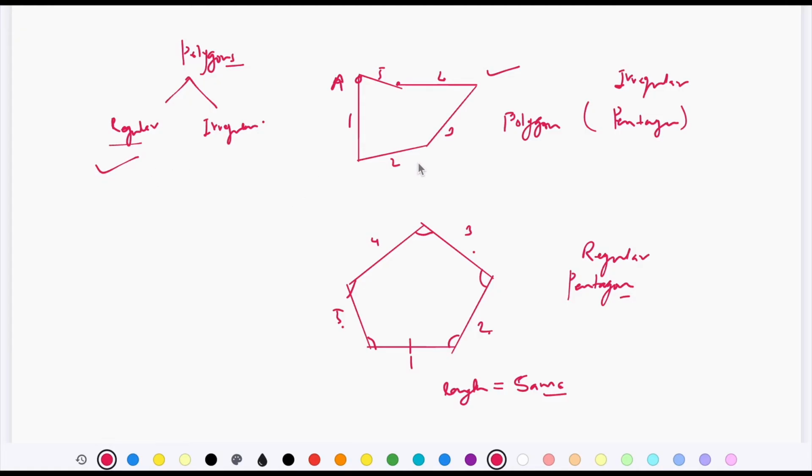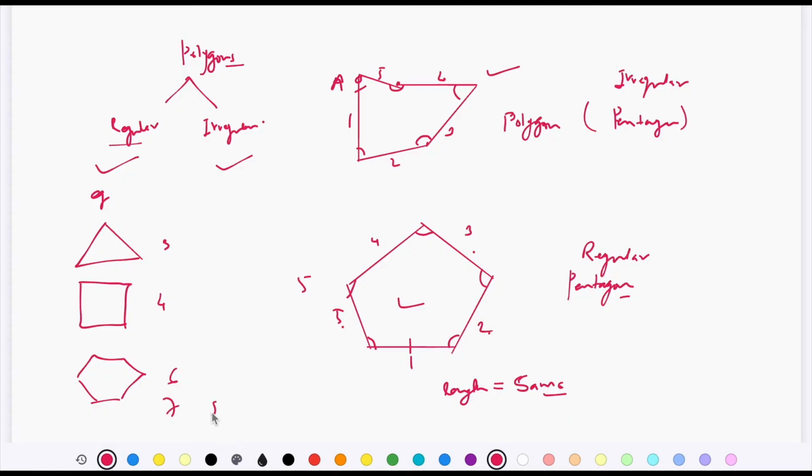Whereas when a polygon has sides of different lengths, and the angles between any two adjacent sides are different from each other, then that polygon is called an irregular polygon. In the case of regular polygons, the examples are equilateral triangle, square, pentagon, hexagon or heptagon. So the number of sides 4, 5, 6, 7, 8, 9, it could be anything.